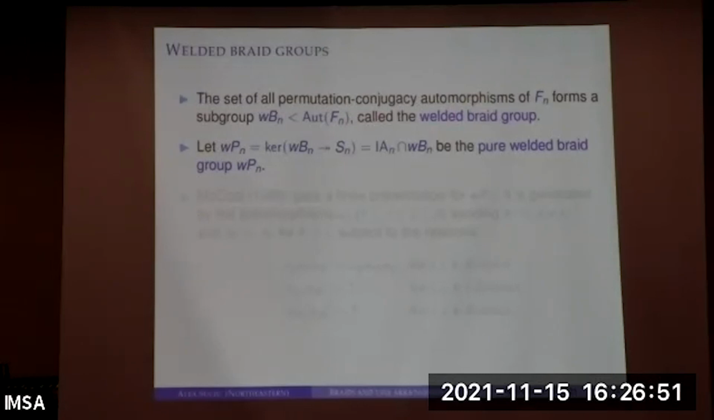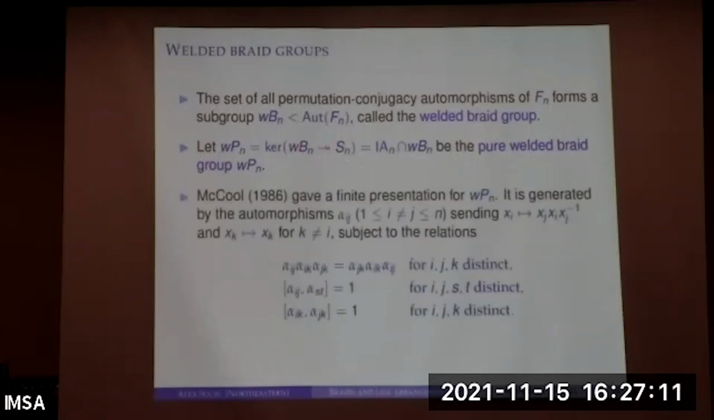Permutation conjugate automorphism. So it goes by various names, but let me use this name. And then you have the welded pure braid group, which is, there is again a projection, or you intersect this IM with WBM. So this is the pure welded braid group.